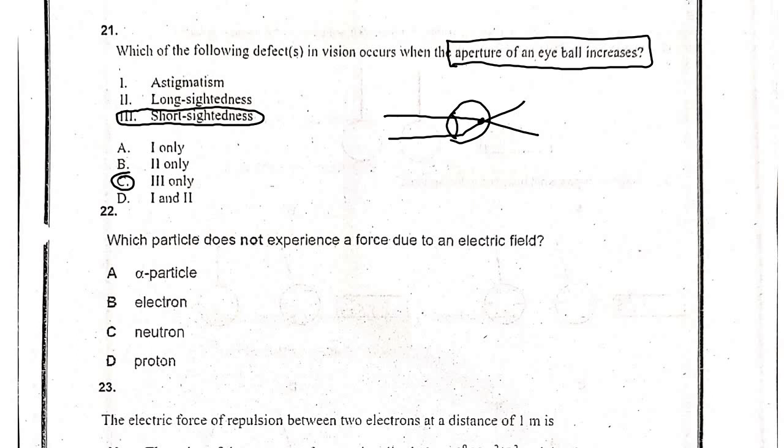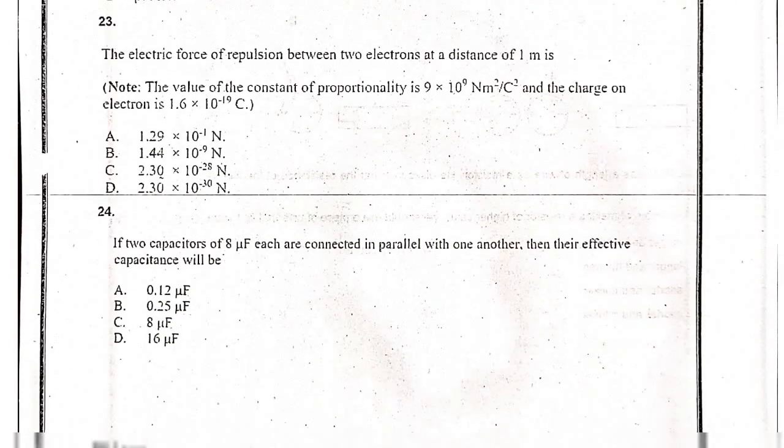Which particle does not experience a force due to an electric field? We know that whenever particles travel in an electric field or magnetic field, they will pass straight, undeflected, when the particles do not have any charge. A charged particle cannot pass straight through an electric or magnetic field. So the correct answer will be option C, that neutrons are neutral. So these particles will pass through electric and magnetic fields undeflected.